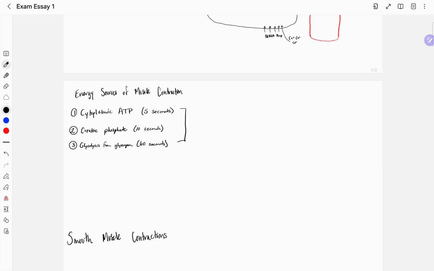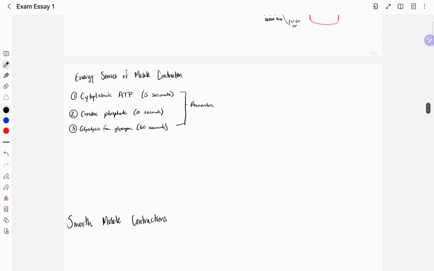And these are all anaerobic. I don't think I spelled that right. Anaerobic sources of energy for muscle contraction.